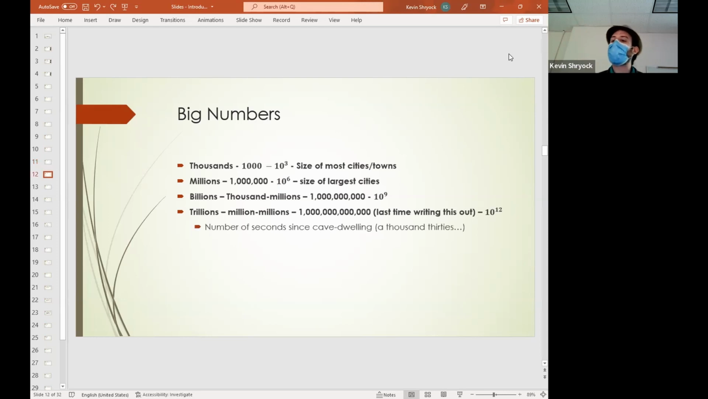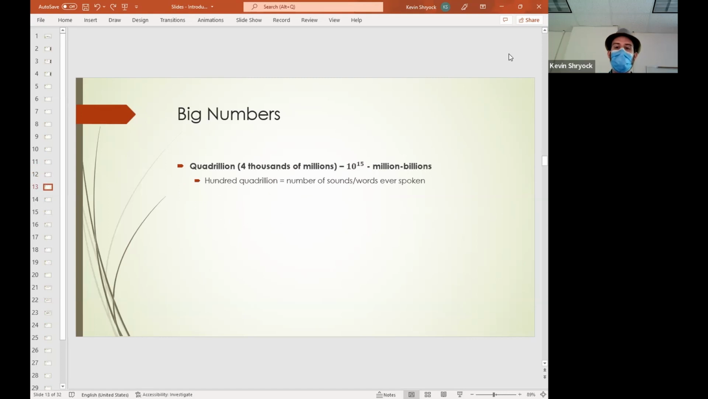Right? This is going to be the number of seconds since cave dwellers were first drawn on the caves, which makes sense because if my billionth second is about my 31st birthday, then 1,000 billions would be 30,000 years instead of just 30 years. So we talk about a huge jump in magnitude here. Quadrillion, right? It's the number of sounds and words ever spoken. Ever spoken could be measured in quadrillions.